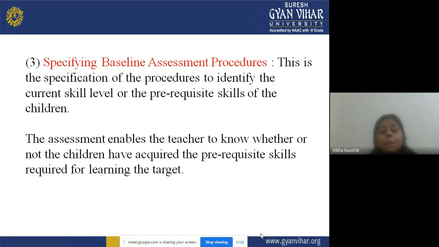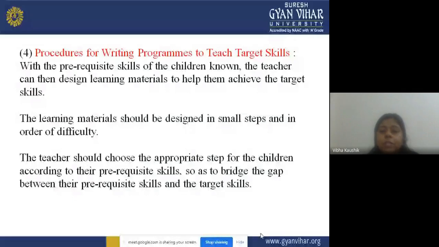Now, procedure for writing programs to teach target skills. With the prerequisite skills of the children, we have the knowledge that these are the prerequisite skills of the children. The teacher can then prepare learning materials. Now, what does the teacher have to do? The teacher has to make a proper design which can help them to achieve their target skills.